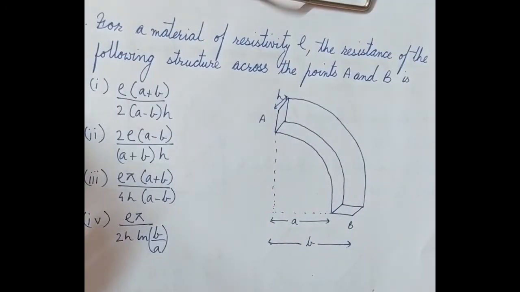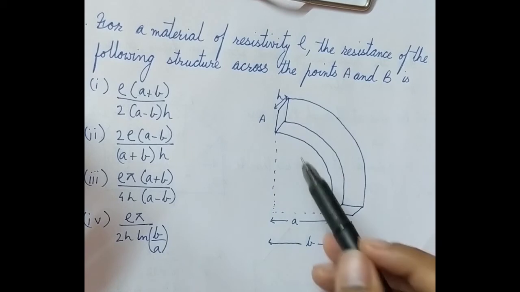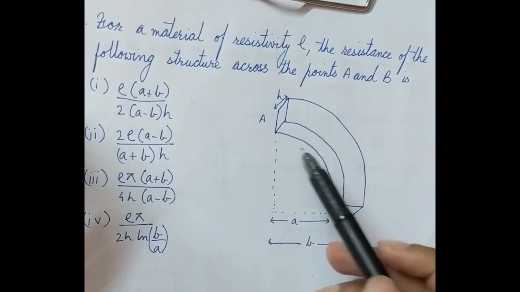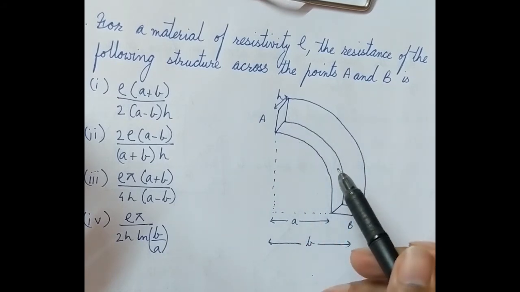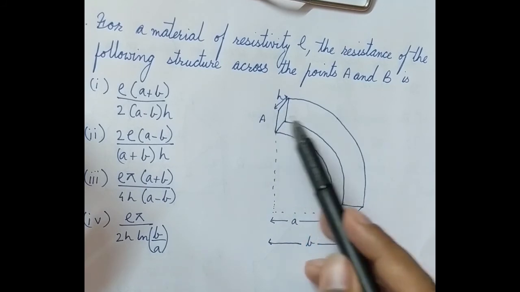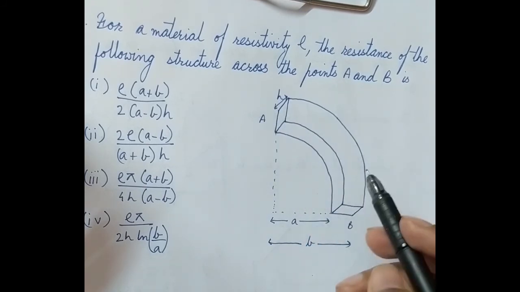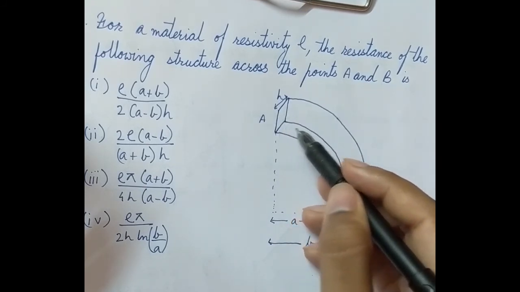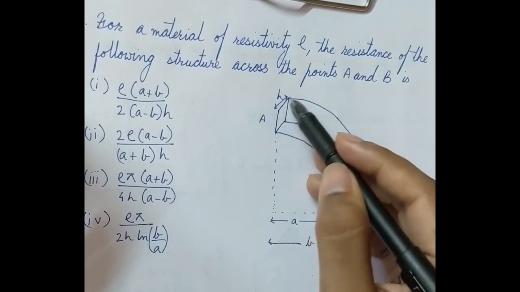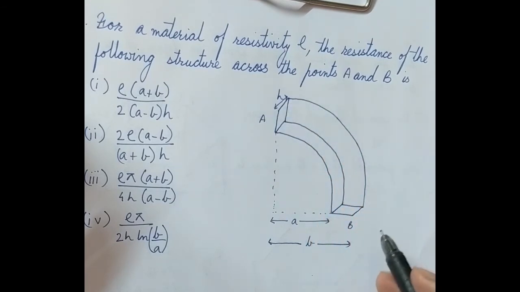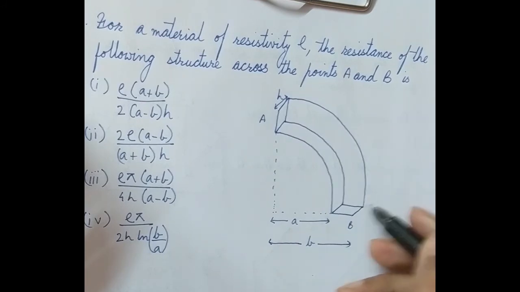This sum is similar to the first one, but in the first one you had a structure where the cross-sectional area was changing, that is your A was changing. In this the L is changing because the length of the inner side is much smaller as compared to the length of the outer side. So since it is varying, that is why we have to again use integration. Let's go ahead and see how we can do that.